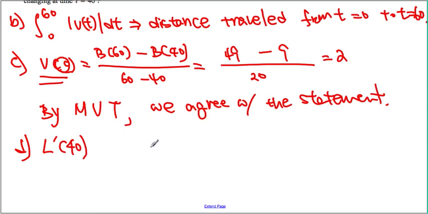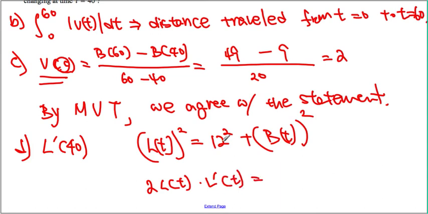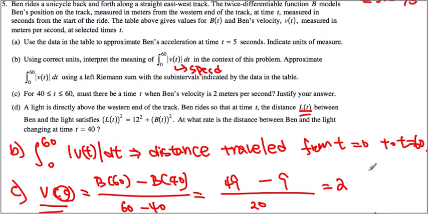Now, since L of t squared is equal to 12 squared plus b of t squared, one thing which we get to realize is this: when we take the derivative against time, then we have 2 L of t times L prime of t. And this portion, middle portion, becomes 0. We have 2 b of t times b prime of t. Now 2 and 2 cancels out, so essentially those two has to be equal to each other. When? It is when t equals 40.